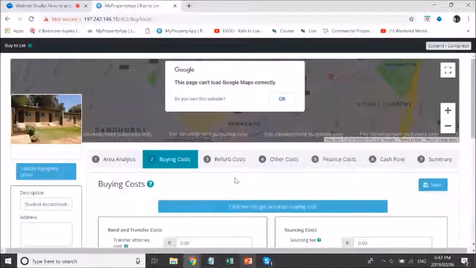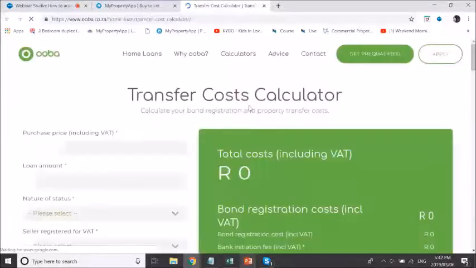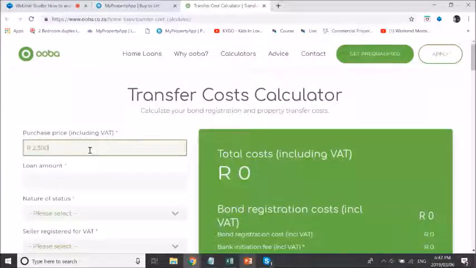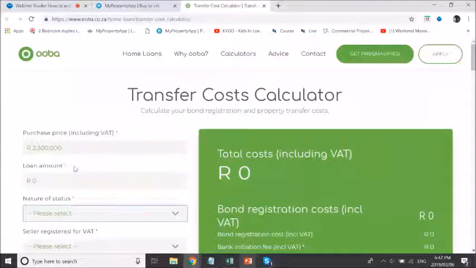Buying costs. Remember, these are basically your bond and transfer costs. So we've put a link here. If you click this link, it'll open up another website called uber.co.za. And here you're able to determine what your total transfer costs would be. So if the purchase price is 2.3 million, let's say that we won't actually get a loan here because it's a multi-let student accommodation. So it'd have to be a cash deal. So the loan amount would be zero.